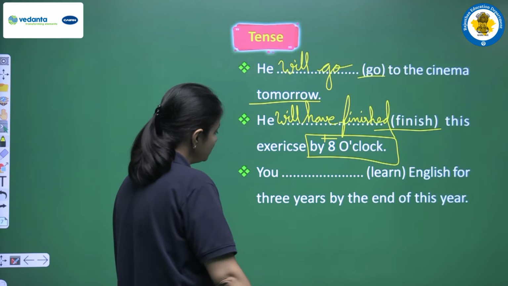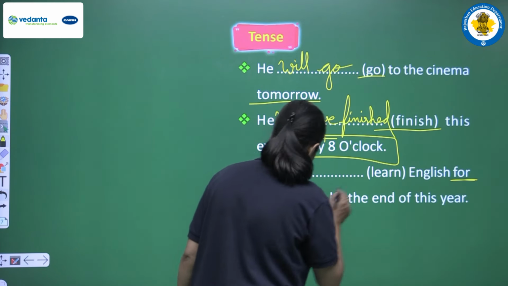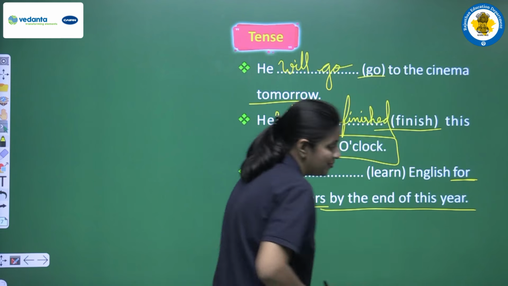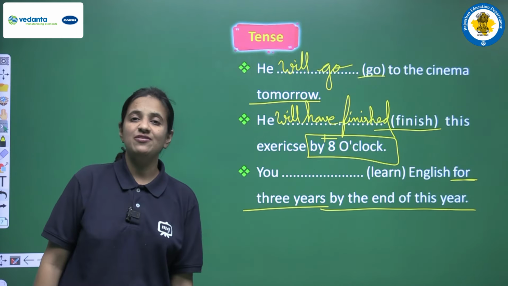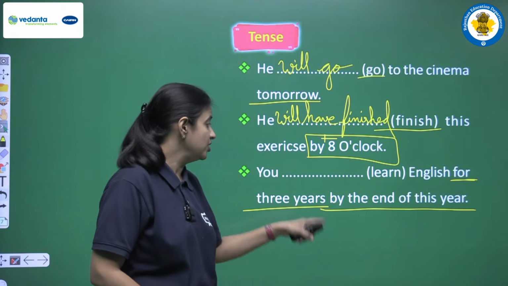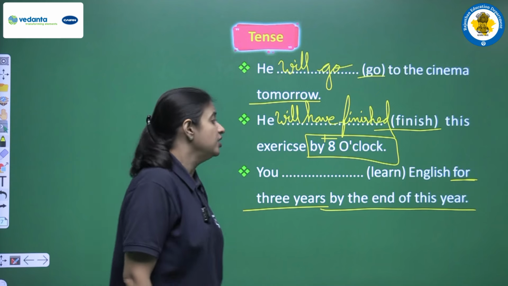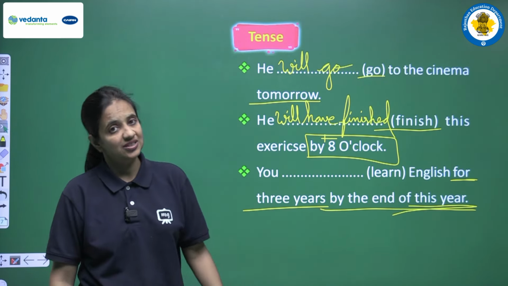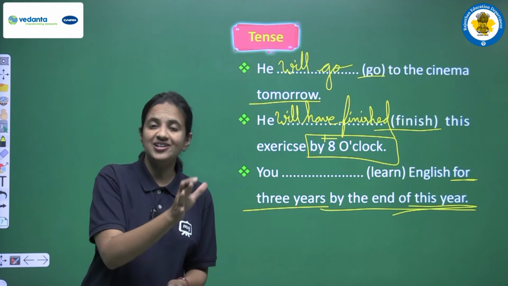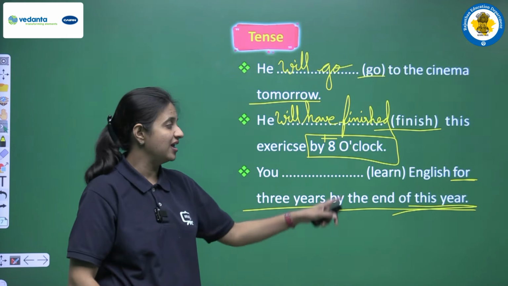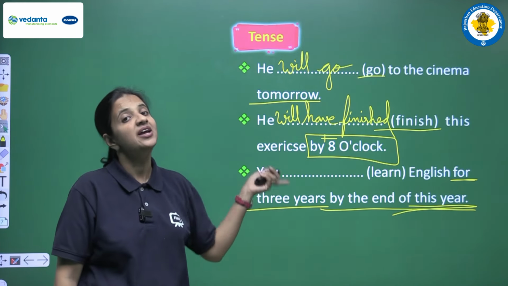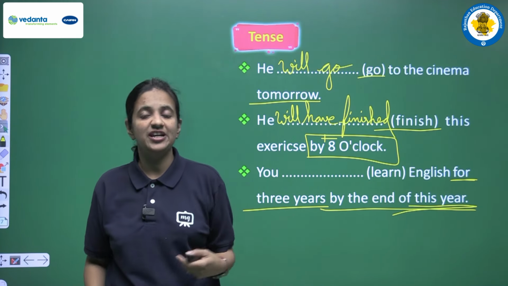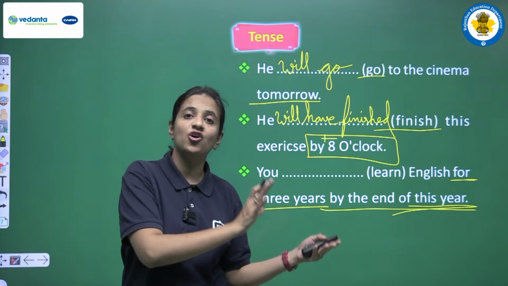Next is, you learn English for 3 years by the end of this year. So in this sentence, first of all, we are having for plus time, for 3 years, and we are having by plus time also. So when we are having for plus time and by plus time also, and this is also future time, we are talking about this year. So this is future perfect continuous tense, right?